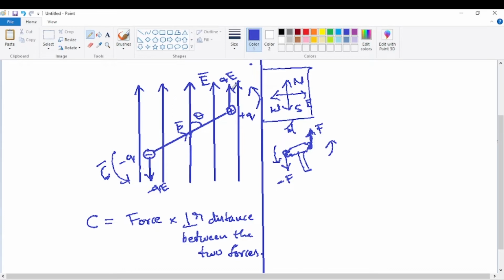Now just see the first force acting on the positive charge, it's upwards. So it's acting along this line this way. So this is the line of action of the first force QE. Second force can be taken as minus QE. So what is the line of action of this force? This way, downwards along this line.